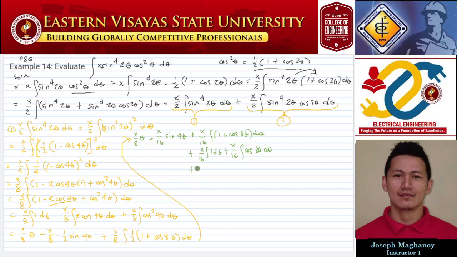We can simply integrate this right away. So plus x over 16, that is theta, plus x over 16 integral of cosine 8 theta, that is 1 over 8 sine 8 theta. Of course, plus c.